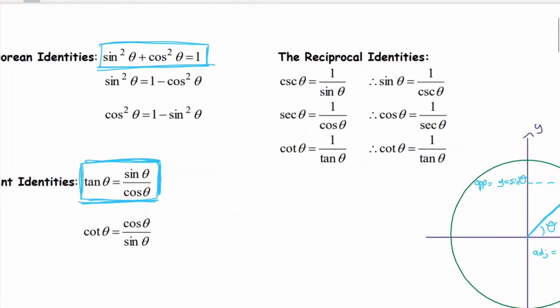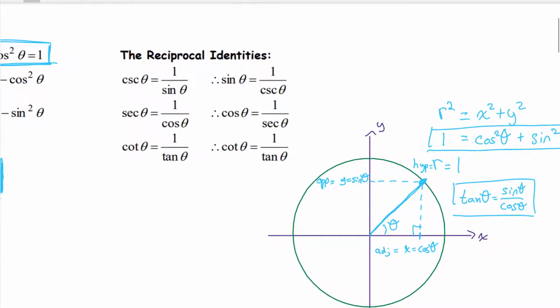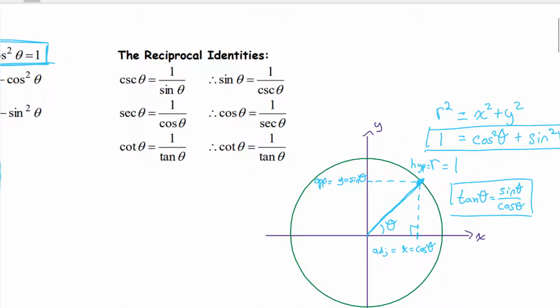The reciprocal identities basically have to do with this idea that cosecant theta is just equal to the hypotenuse over the opposite. And since sine theta is equal to the opposite over the hypotenuse, that means I'm just flipping sides. So that means that cosecant theta is equal to just 1 over sine theta.